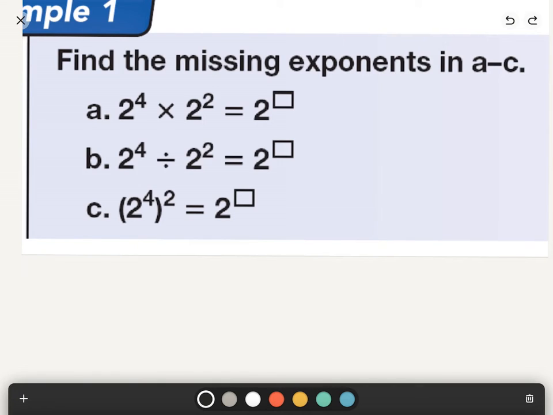I feel like these Saxon math guys are trying to insult us. Okay, this is a little insulting, but we'll get through it fast.